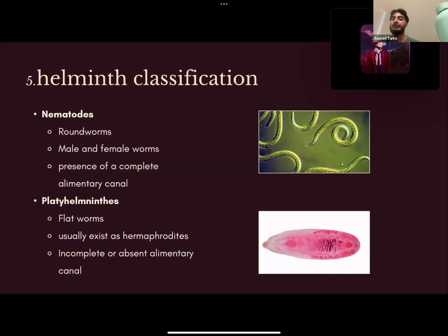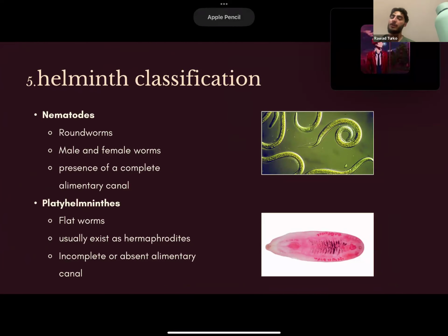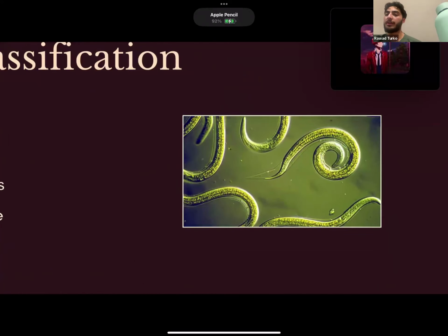For flatworms, the platyhelminths, they usually exist as hermaphrodites. This is different from nematodes, where we have male and female worms. In flatworms, most of the time they're hermaphrodites, meaning they have both the male and female sexual organs. Most of these worms have an incomplete or completely absent alimentary canal. This is what some of the flatworms would look like. I guess this is more technically a trematode, a fluke, but it's also a flatworm. And these are what roundworms, nematodes, look like.